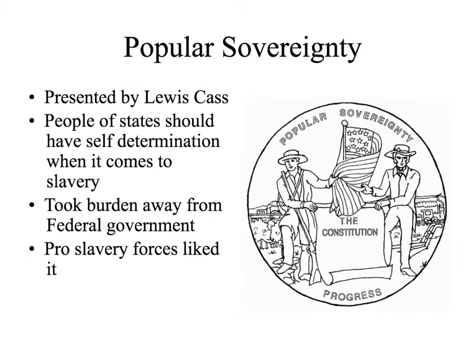One of the things that we had talked about prior to the break was the idea of popular sovereignty and how important it's going to become. It was presented by General Lewis Cass. The idea was that people of states should have self-determination when it comes to slavery. With the 1820 Missouri Compromise, the federal government began to decide whether a state would be included as a slave state or a free state. With popular sovereignty, the burden would be taken away from the federal government. The pro-slavery forces really liked it because they predicted that it would lead to the growth of slave states.